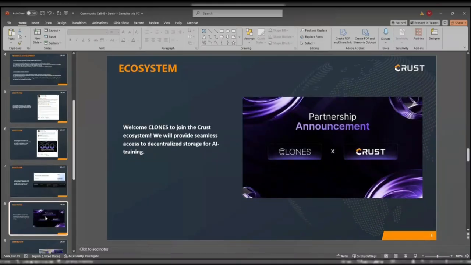And lastly, on the ecosystem updates, we'd like to welcome Pawns to the Crust ecosystem. We will provide seamless access to decentralized storage for AI training. As we probably mentioned throughout almost every community call, as well as some technical spaces, we are really interested in exploring decentralized storage for AI. We believe that is a huge niche which would require a lot of attention. And yeah, we are definitely keeping our eyes out for that.